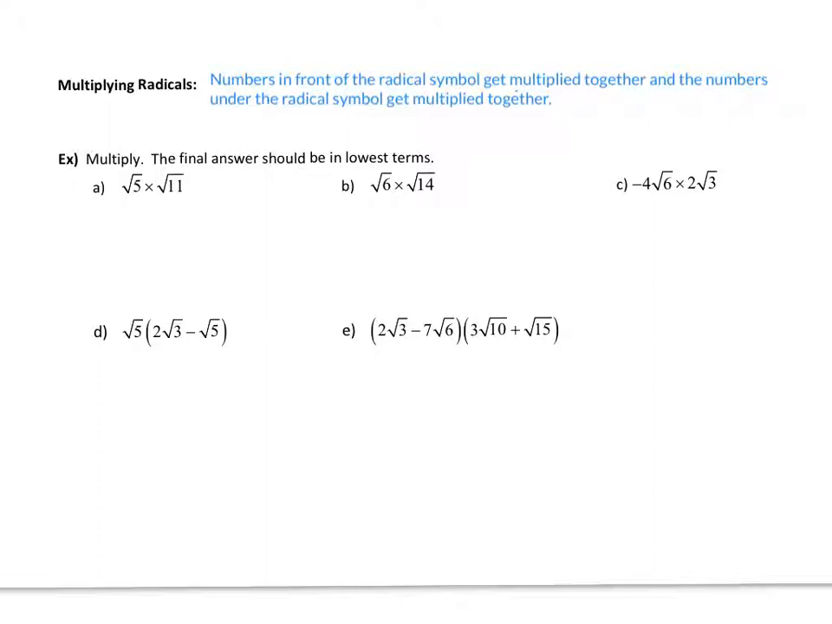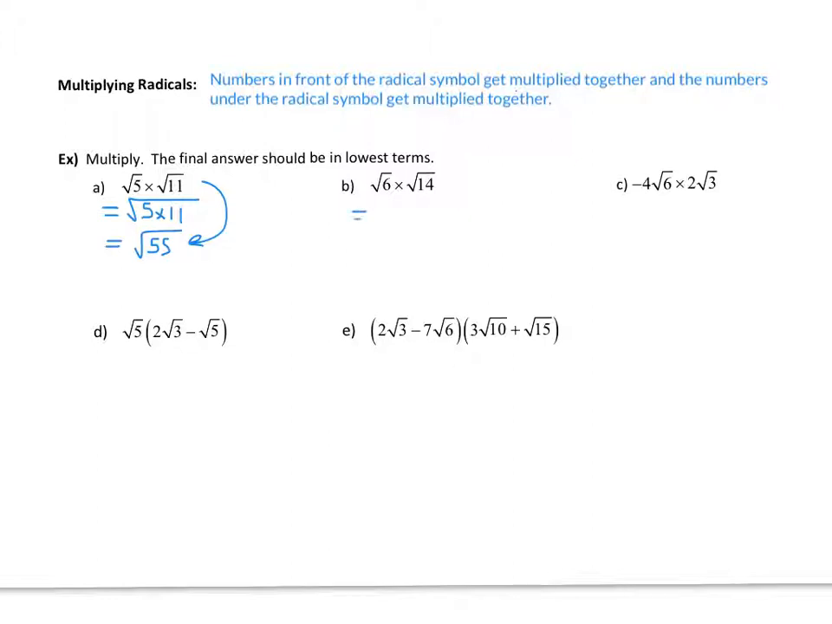Okay, so numbers in front of the radical symbol get multiplied together, and the numbers under the radical symbol get multiplied together. So in example A here, both the 5 and the 11 are under the radical signs, so we just multiply 5 and 11 together. Again, I could write a step in here, and I will, but I normally will start leaving this out. We're just going to take the 5 and the 11 and keep it under the radical symbol. That's going to give us the square root of 55. Now, if you can go from here to here, that's perfectly fine. Okay, just multiply the things underneath.